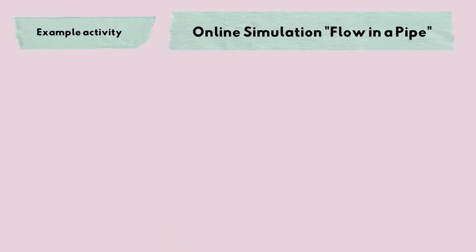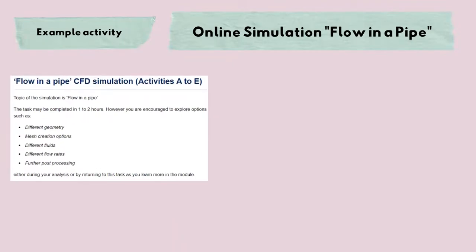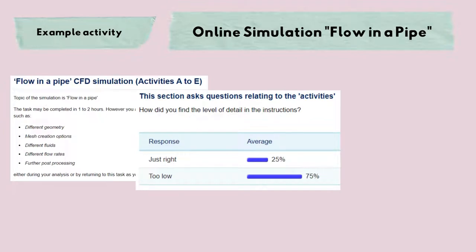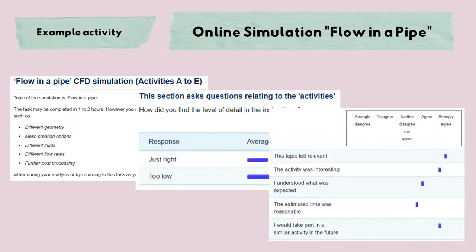Our first example activity is an online simulation. Flow in a pipe contributed to design decisions for a Level 3 engineering module. After downloading and installing the software, students worked through a set of activities, then provided feedback using our Moodle survey.